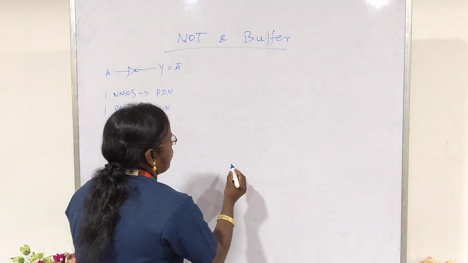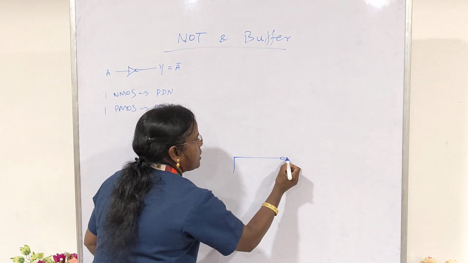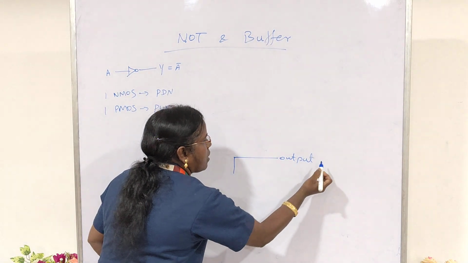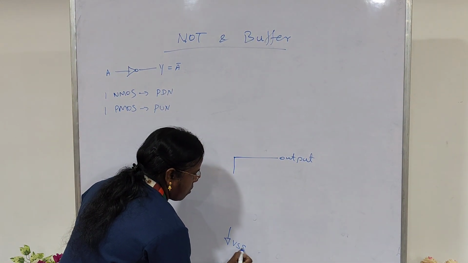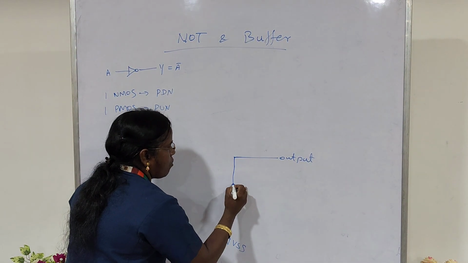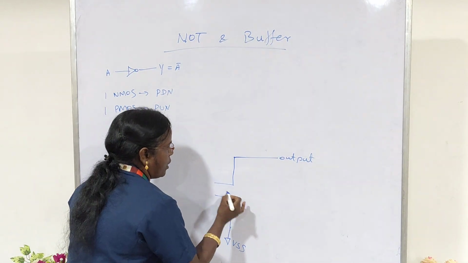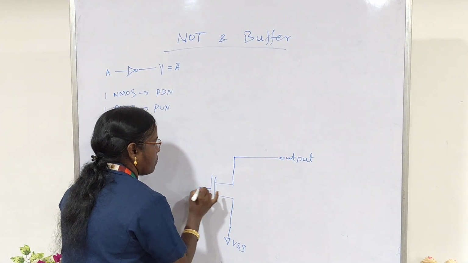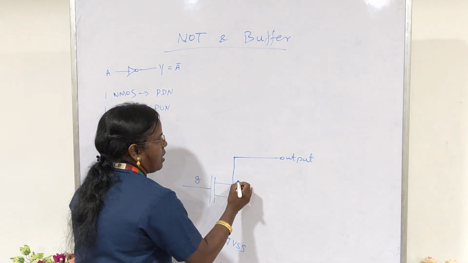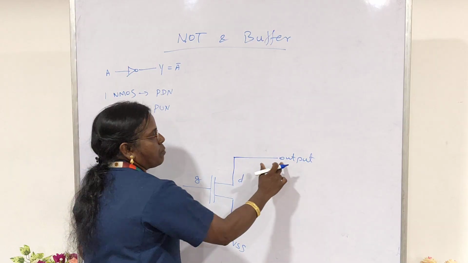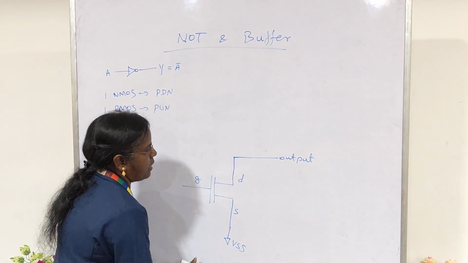Now try to implement the pull down network first, between the output terminal and the ground potential VSS. Here we have to connect one NMOS transistor in the pull down network. This is the gate terminal, this is the source terminal, and a drain terminal. Always the drain must be connected to the output, and the source must be connected to the VSS supply rail.